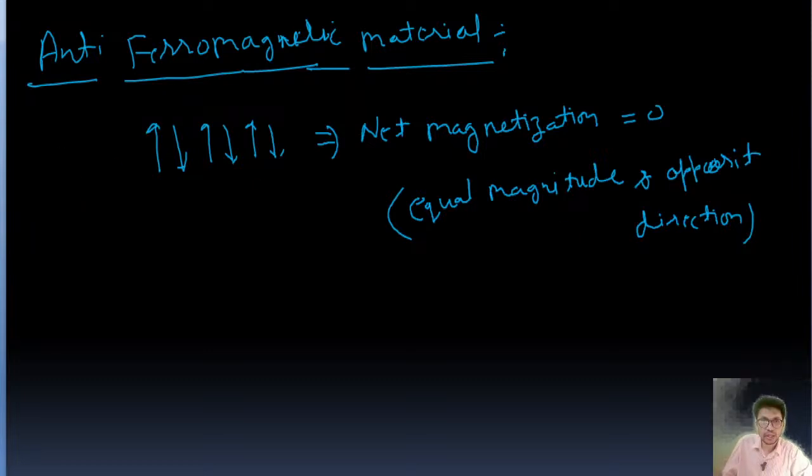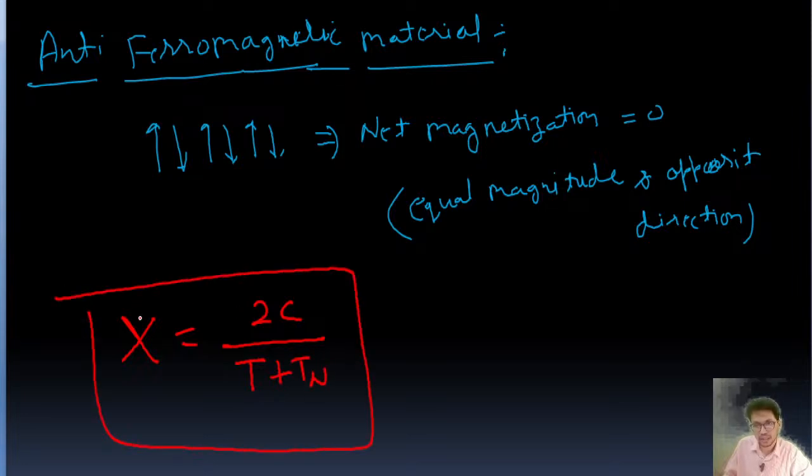For antiferromagnetic material, the value of chi, that is magnetic susceptibility, is going to be 2c upon T plus Tn. This is an important formula: chi equal to 2c upon T plus Tn. Where Tn is a new thing, this is the Néel temperature, guys. This is the formula for antiferromagnetic material.